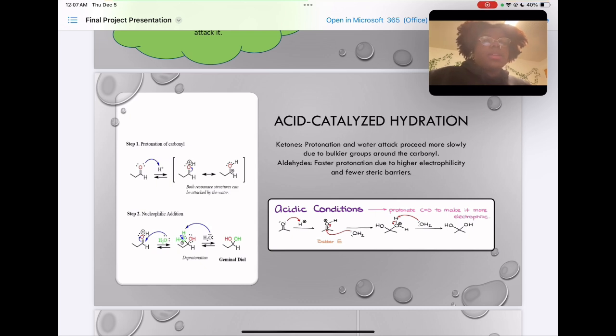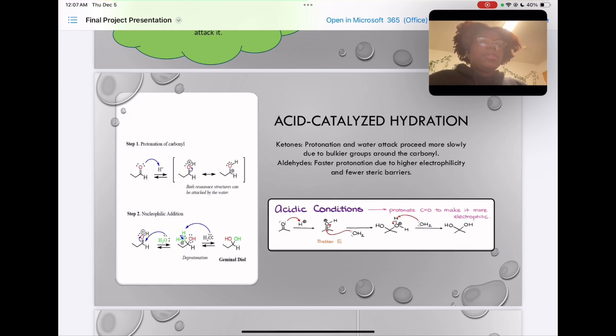Aldehydes are just less sterically hindered because ketones have 2 methyl groups, which make them more sterically hindered, while aldehydes only have the carbon and the hydrogen. Acid catalyzed hydration in ketones, your protonation and your water attack is going to happen more slowly because, as said before, your ketones have more steric hindrance and bulkier groups around the carbonyl carbon.